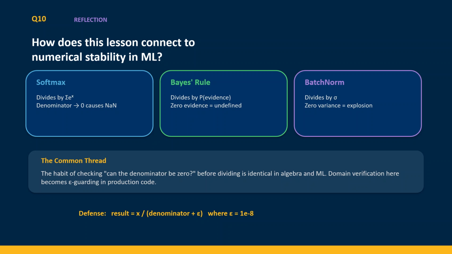Division by zero and log zero are among the most common sources of not a number errors in machine learning training loops. The domain verification discipline practiced in this lesson, the habit of always asking whether the denominator can be zero, is the algebraic precursor to the not a number guarding discipline that production machine learning engineers rely on daily. The mathematical content is the same, only the computational context differs.